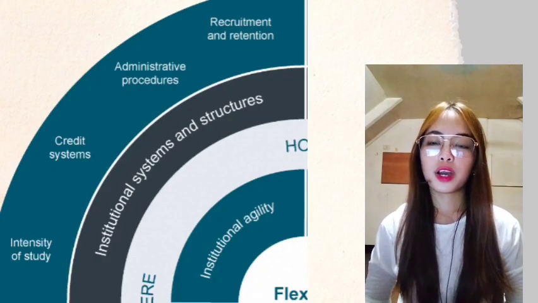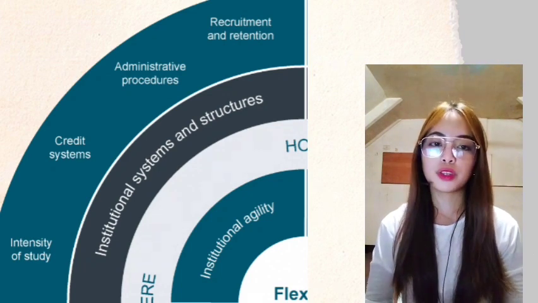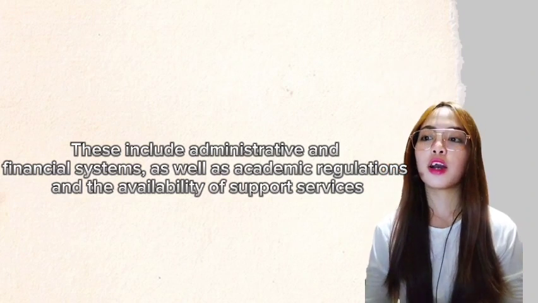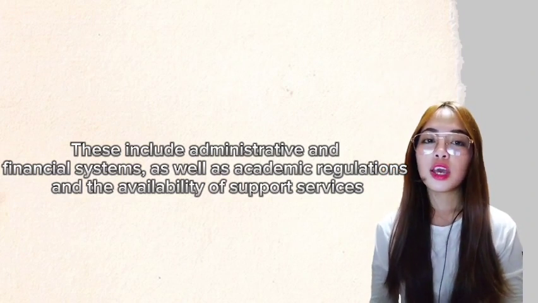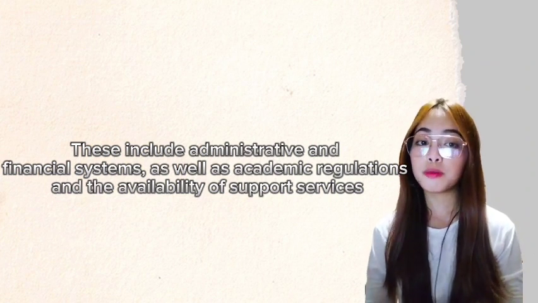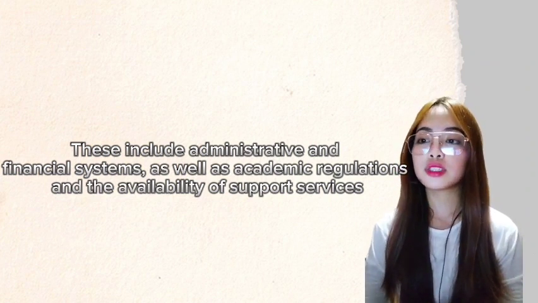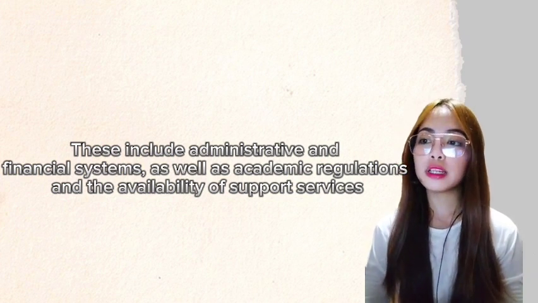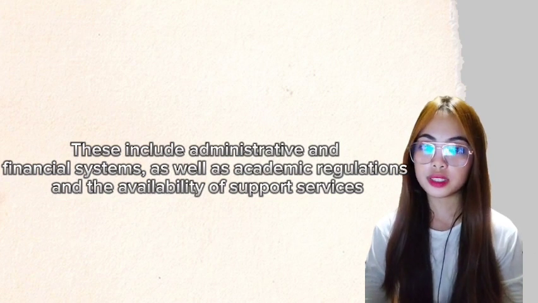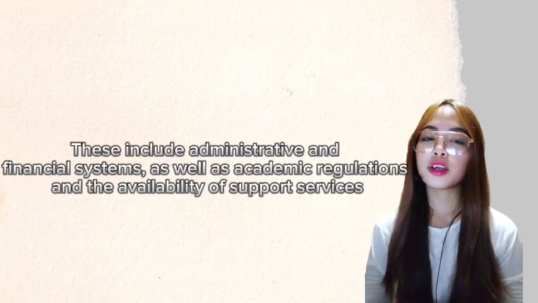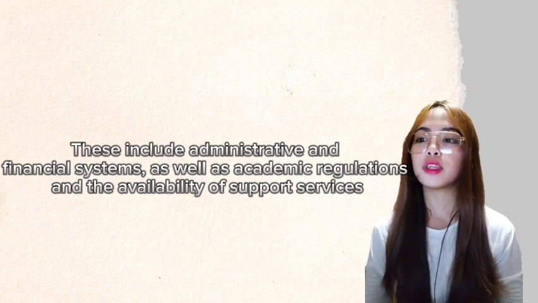Next we have the institutional systems and structures. These are the infrastructures that HEPs have in place and on which they depend for their efficient functioning. These include administrative and financial systems, as well as academic regulations and the availability of support services. Supportive institutional systems and structures are designed for flexibility rather than homogeneity.